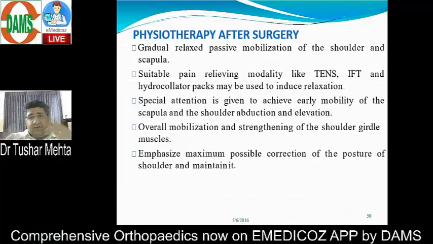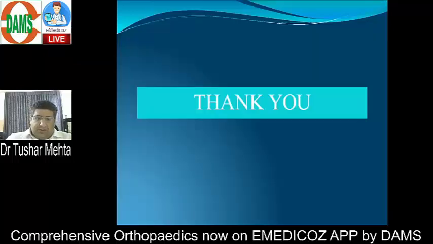So these are the three, four things that we normally tell the patients and their families at the time of discharge. So I think with this we come towards the end of this important clinical entity called Sprengel's deformity or Sprengel's shoulder. I hope you have benefited from this. Thank you so much for patiently listening and watching.